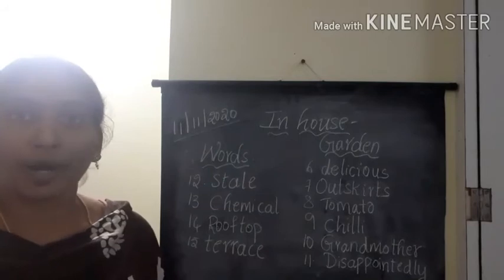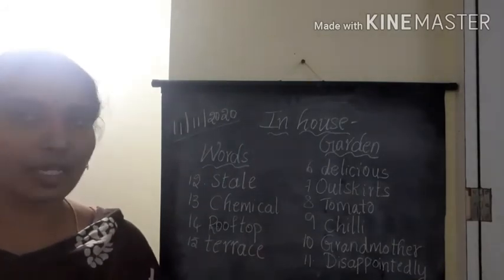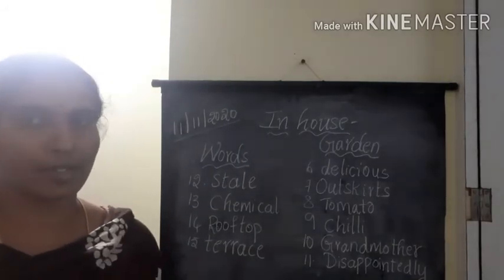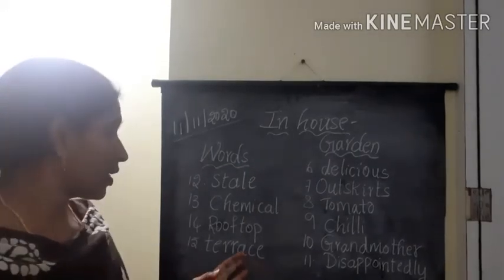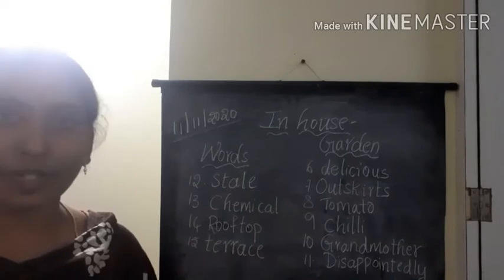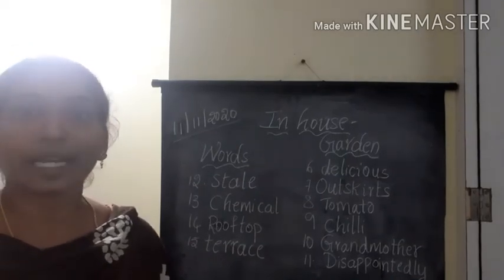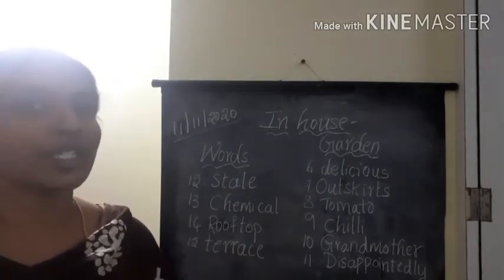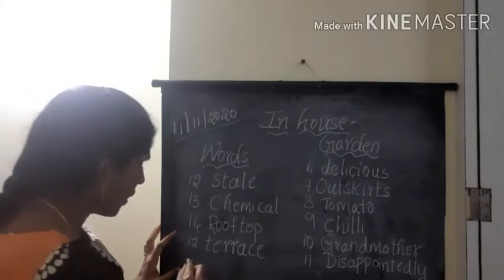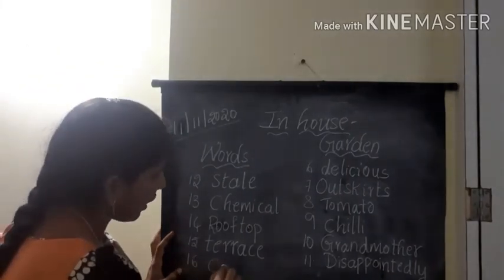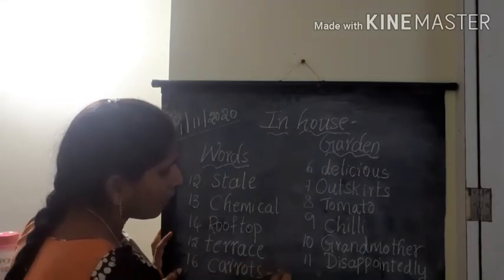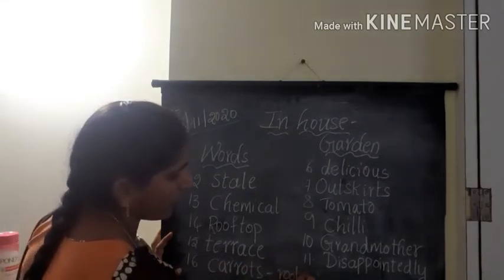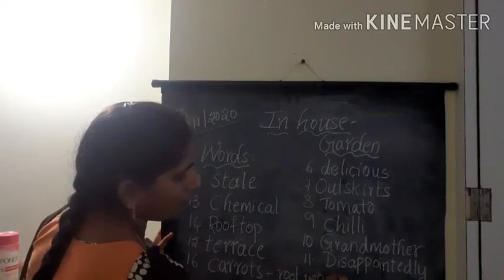Patty was surprised to see all the plants on the terrace. Very surprised. Who was surprised? Patty was surprised. And what did she ask? She understood that the carrots are the root vegetables. What are the root vegetables? Carrots are root vegetables.